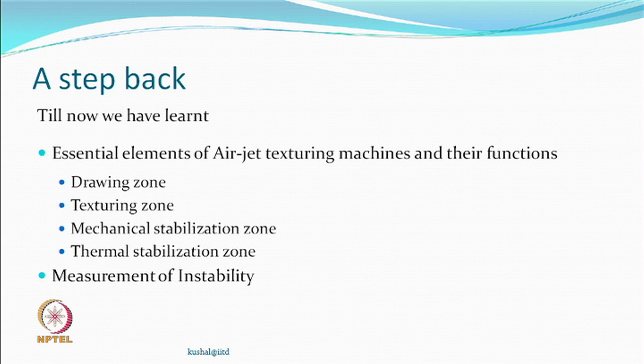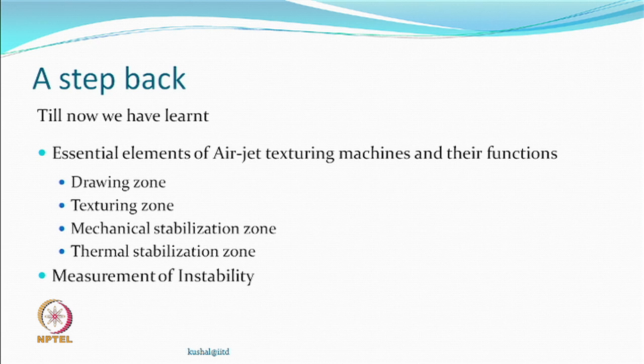So, we continue on the air jet texturing further, and what we have learned till now is that there are many essential elements in an air jet texturing machine, and their functions also. For example, the drawing zone, which is a sequential process that must take place before the yarn enters the texturing zone, particularly if the filaments used as raw material are POY or undrawn yarns.